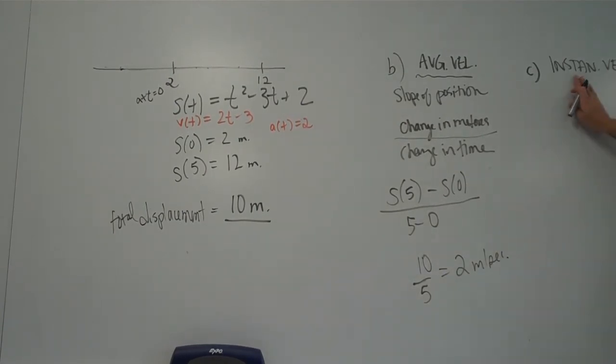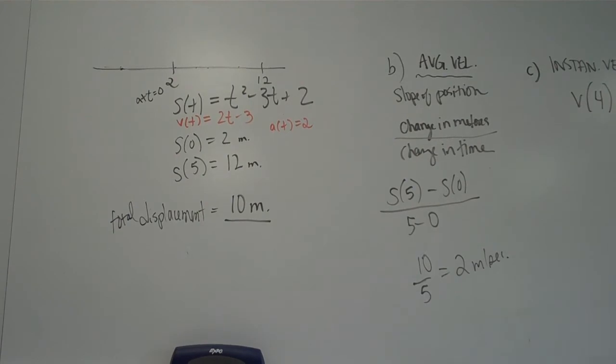So to find instantaneous velocity, now they want to know what is the velocity at t equals 4. So that allows us to use the derivative. The derivative is 2t minus 3. And I get 5 meters per second. So obviously, at time equals 4, I was traveling a lot faster than my average. Or the particle is traveling a lot faster at that second than it was on average.